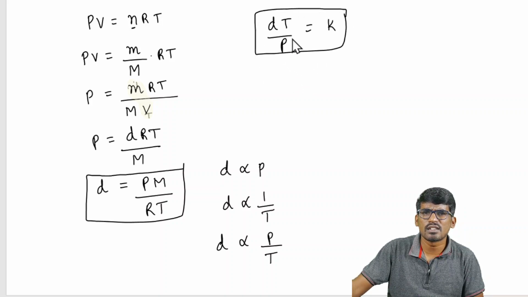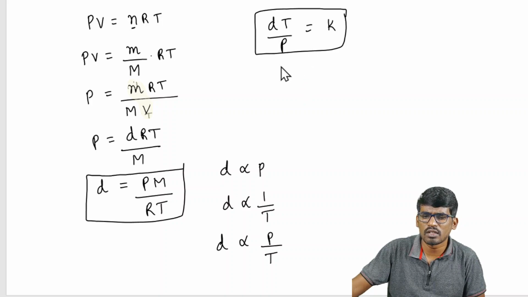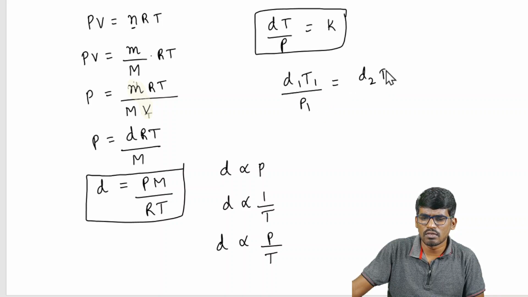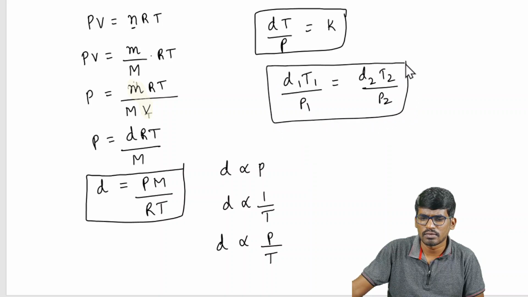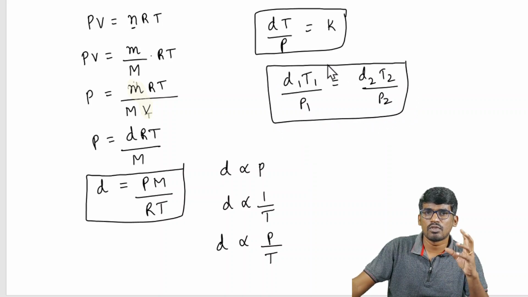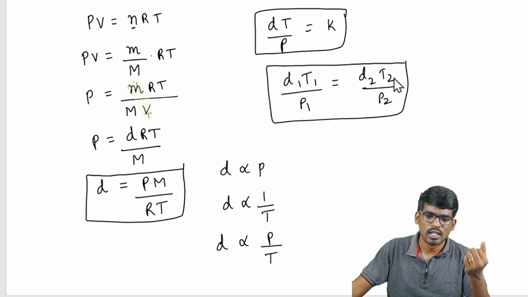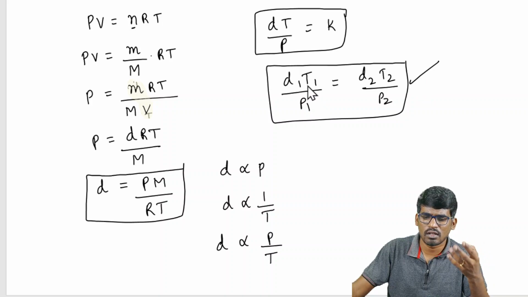This I can take as d1T1 upon P1 is equal to, for two different conditions, d2T2 upon P2. This is the equation that can be taken. Suppose they have given two pressure conditions, two temperature conditions, or two density conditions, in such cases it is applicable. And based on this also we have numericals to solve.